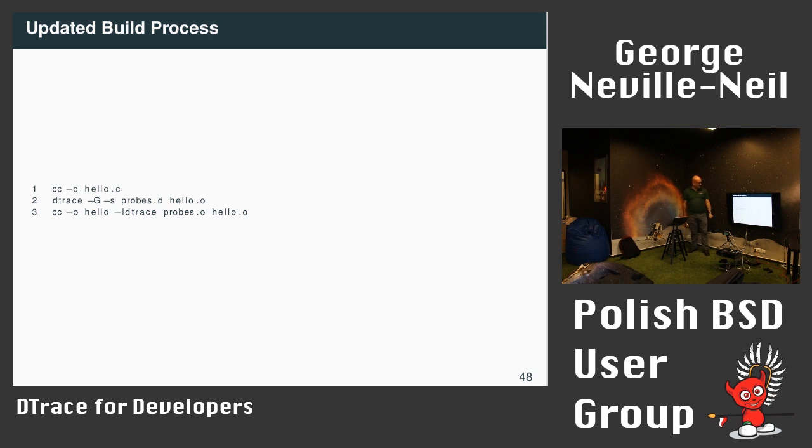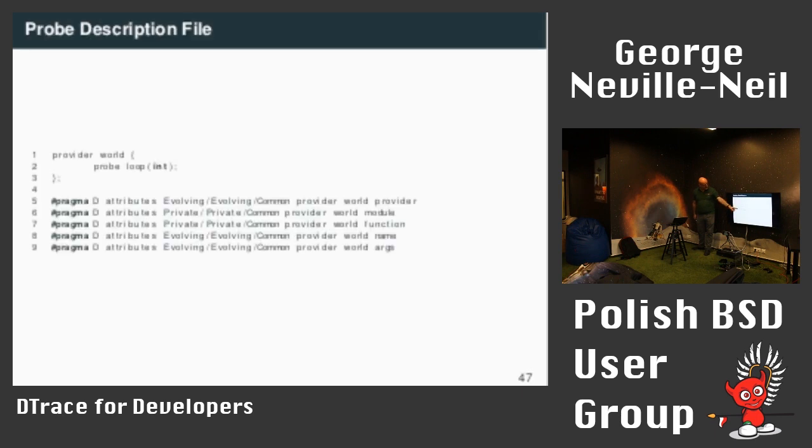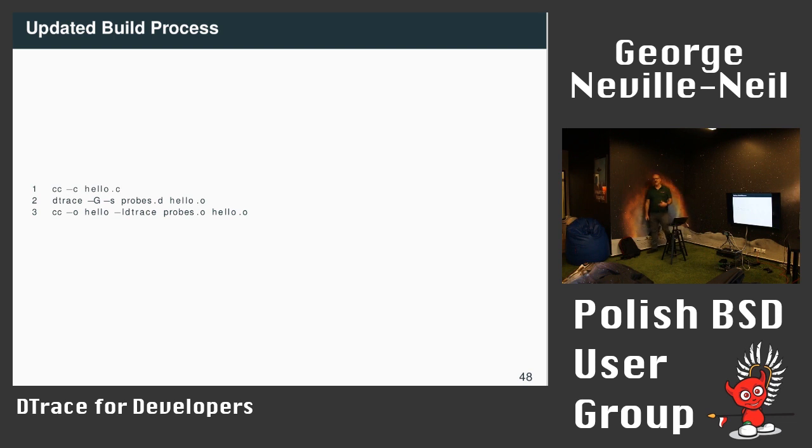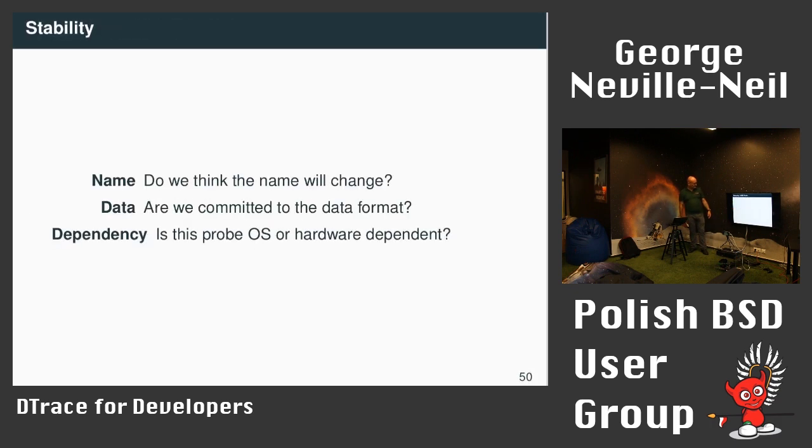You cannot call the D file, this file here, by the same name as the object. So, as a programmer, you're kind of like, well, I've got network.o, why don't I have network.c and network.d? But it turns out they collide, so you have to have a different name. I usually just call it probes.d. And then the resulting executable has all the probe points in it.